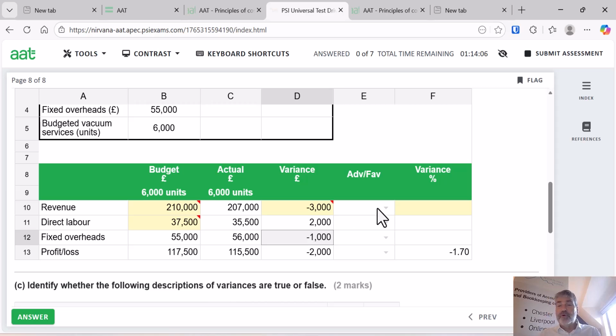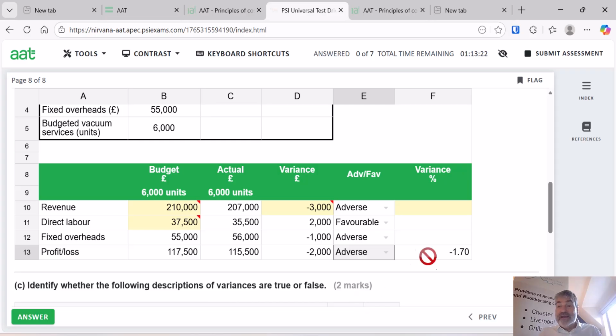So we can now put in, using the drop downs, the adverse or favourable terminology. So for our revenue then, as we said, the actual revenue is lower than budget. It's an adverse variance. For the labour, the cost is lower than budget. That's a favourable variance. For the fixed overheads, the actual overhead is more than the budgeted overhead because it's a cost. That is adverse. And the profit, the actual profit is lower than the budget because we're looking at profit. That is adverse.